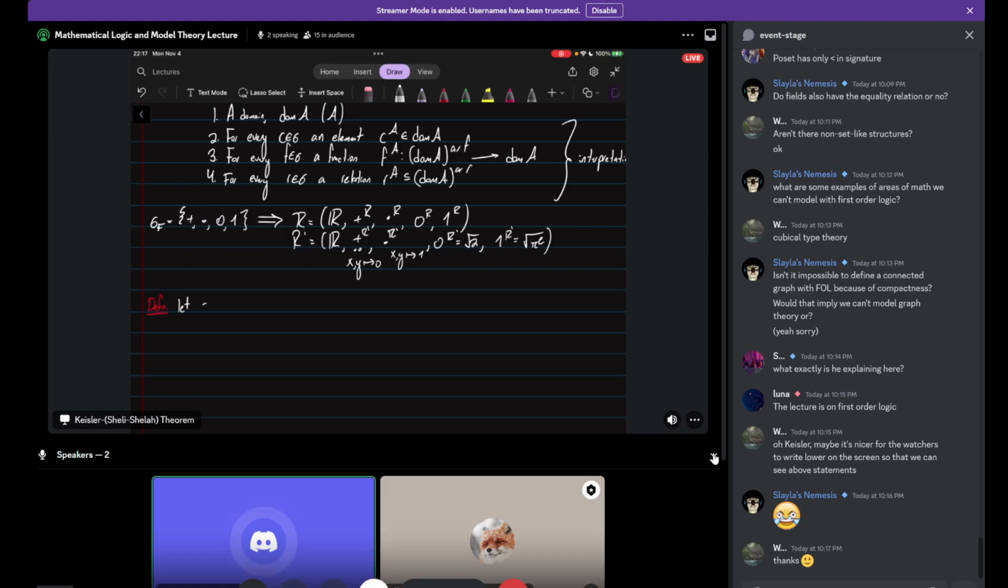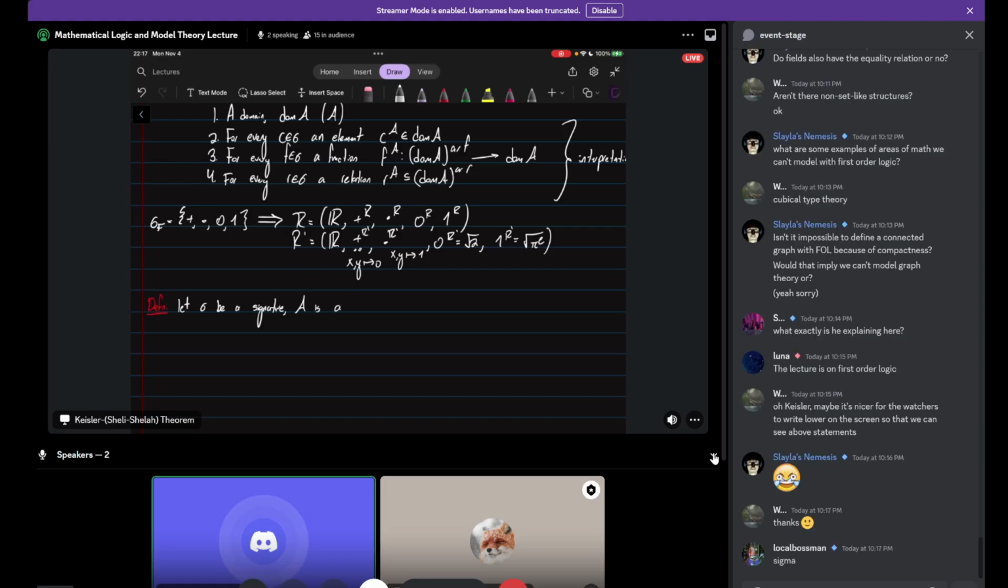Let sigma be a signature, A a sigma structure, and B a subset of A. So this is a subset of the domain of A, because I said that I was going to conflate the two. It's a little easier to distinguish between them when I'm writing them in my lecture notes, because I use different fonts, but it doesn't really matter.